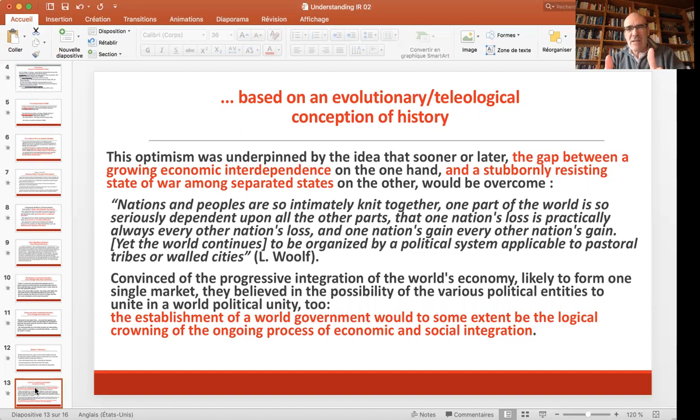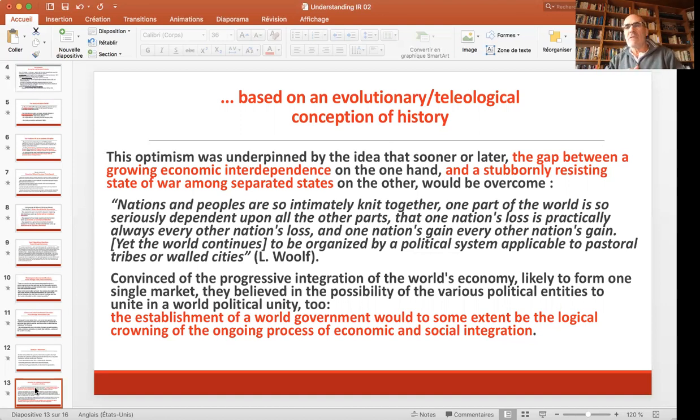So this belief basically stems from interwar idealism. The best means to prevent wars from breaking out among nation states is to create a world government. And according to them, this world government would be the logical crowning consequence of the gradually, progressively economic and social integration on a worldwide scale.